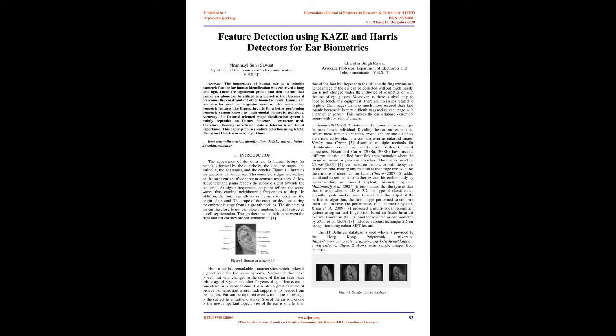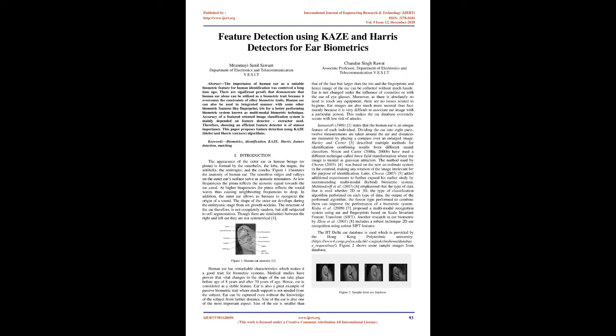Introduction. The appearance of the outer ear in human beings, or pinna, is formed by the outer helix, the lobe, the tragus, the antihelix, the antitragus, and the concha. Figure 1 illustrates the anatomy of the human ear. The countless ridges and valleys on the outer ear's surface serve as acoustic resonators. At low frequencies the pinna reflects the acoustic signal towards the ear canal. At higher frequencies the pinna reflects the sound waves, thus causing neighboring frequencies to drop. In addition, the outer ear allows us humans to recognize the origin of a sound.